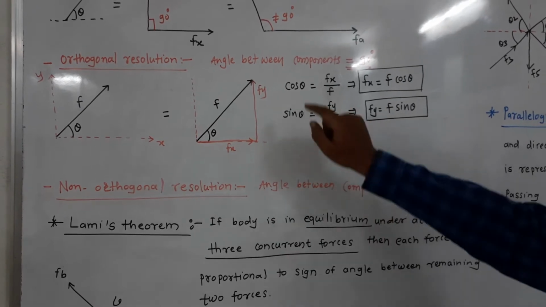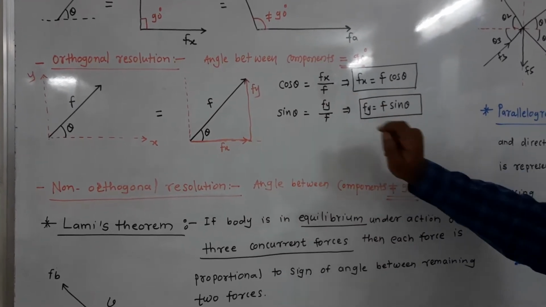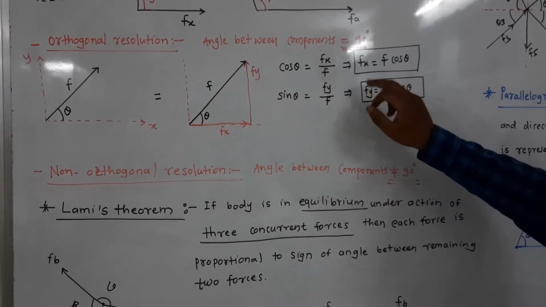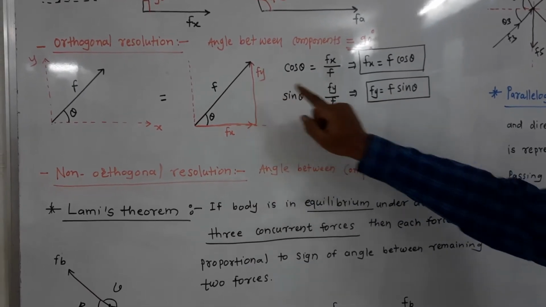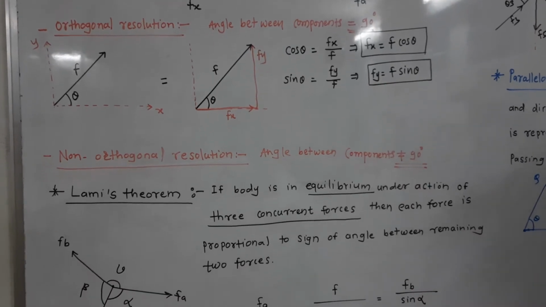If I take cos theta and sin theta, I will get Fx divided by F and Fy divided by F. By rearranging the terms, I will get the value of Fx, that is the component along x, and Fy, that is the component along y. So in short, Fx is F cos theta and Fy is F sin theta.